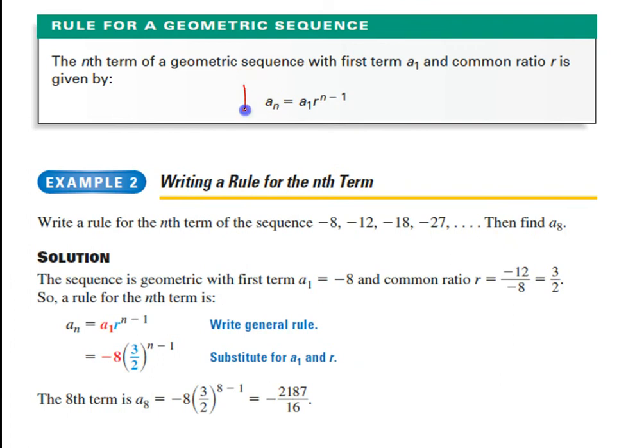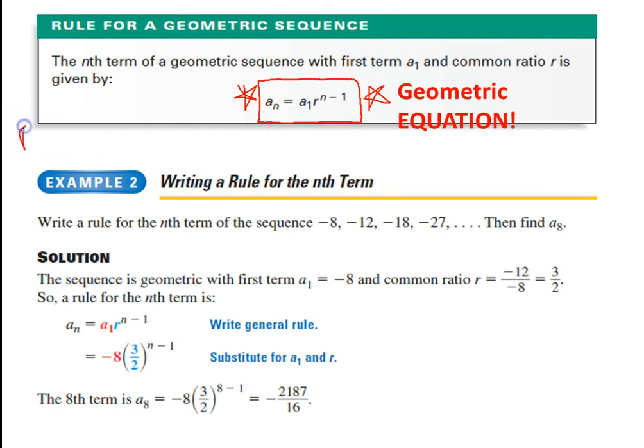Now, going back to how to write a rule, we did this with arithmetic. Now we're going to do this with geometric, and it's going to be a little bit different. This is our geometric equation, and it looks a little bit different than the arithmetic one did. In the arithmetic one, what did I tell you? Do you remember? You needed two things: a sub 1 and d, that difference. Okay, so take a guess.